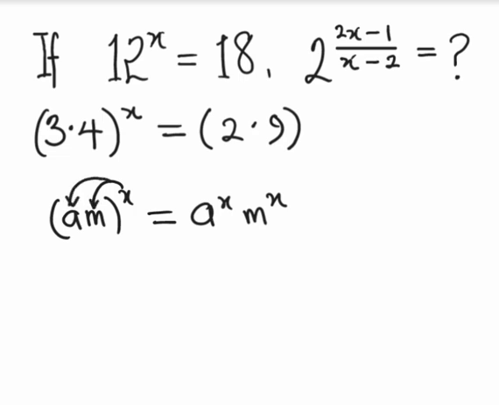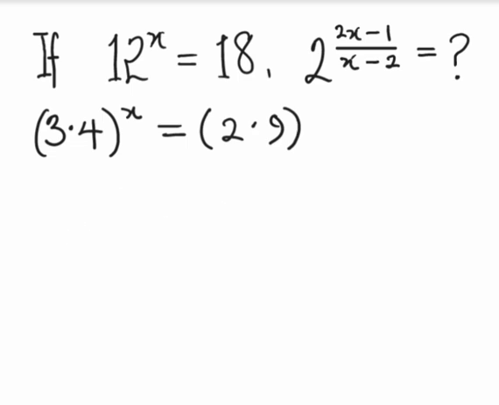So the same thing will be applied here in (3 times 4) raised to the power of x. We shall distribute the power x as well. That is 3 raised to the power of x multiplied by 4 raised to the power of x is equal to 2 multiplied by 3 raised to the power of 2. Why do I have to express this as 3 raised to the power of 2? Because I can see the base here.